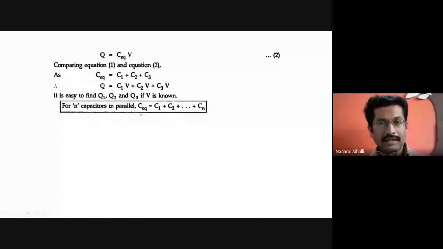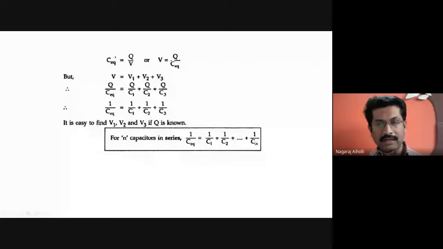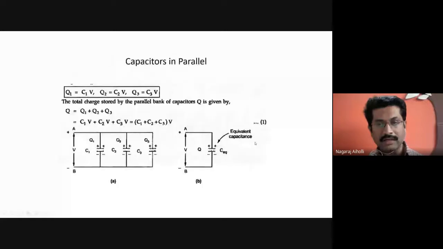Equivalent capacitance is C1 plus C2 plus C3 and so on up till Cn. That means if the capacitors are connected in parallel, equivalent capacitance is given by C1 plus C2 plus C3 and so on up till Cn. Okay. For the capacitors in series, what is the equivalent capacitance? 1 upon C equivalent is equal to 1 by C1 plus 1 by C2 and so on up till 1 by Cn. For capacitors connected in parallel, the equivalent capacitance is equal to C1 plus C2 and so on up till Cn.